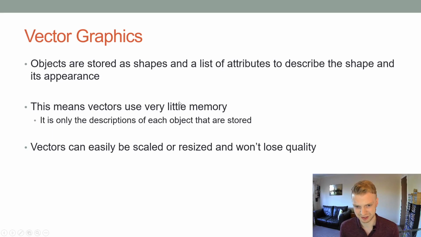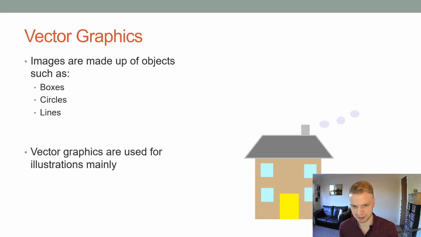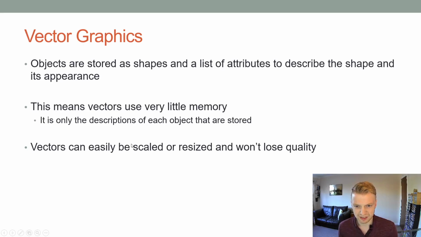They're just stored as descriptions, so it would store the coordinate of this bit, the coordinate of this bit, how long the line is, and so on. And you can easily scale or resize them, and you won't lose quality, so you can zoom in. It's not going to look pixelated because the computer changes the numbers, changes the attributes, and it adapts it.